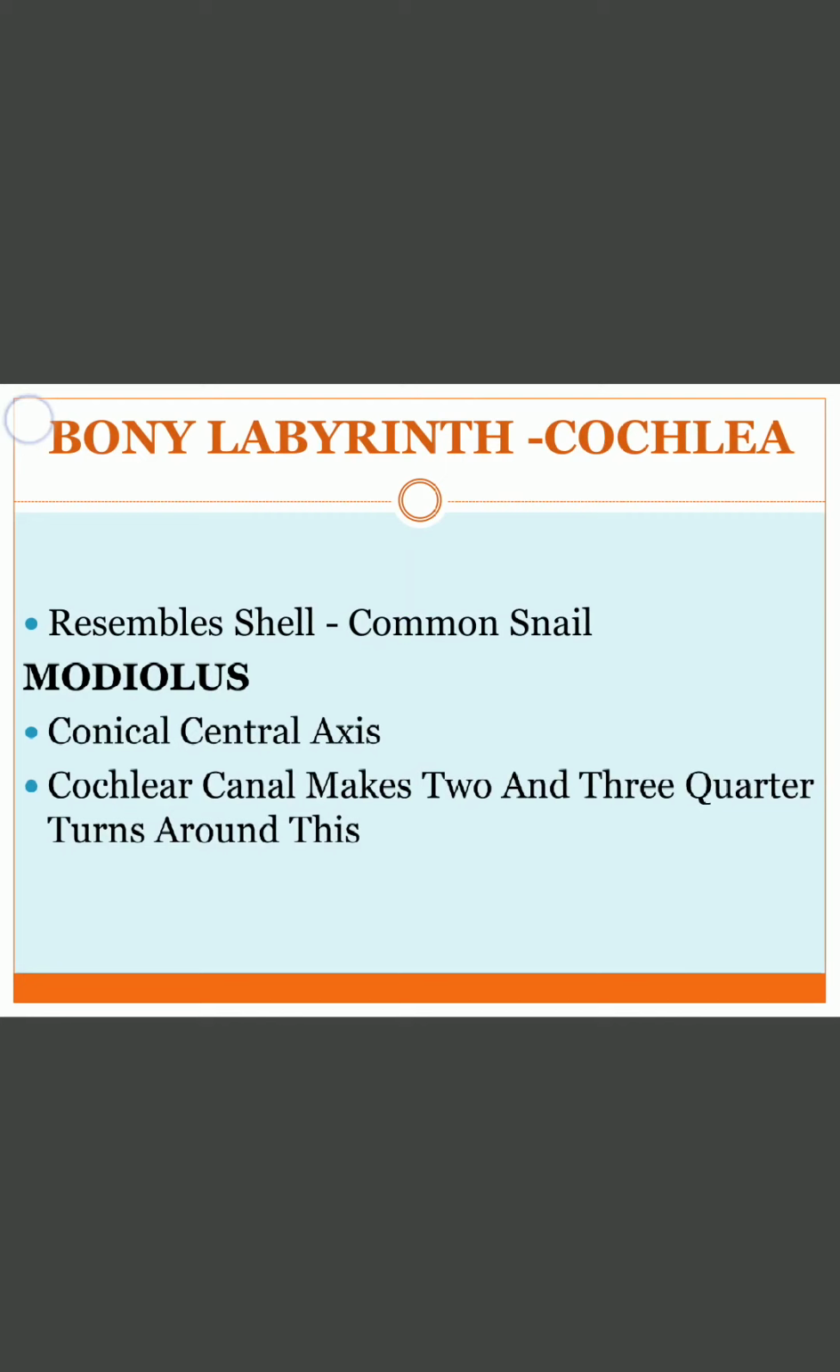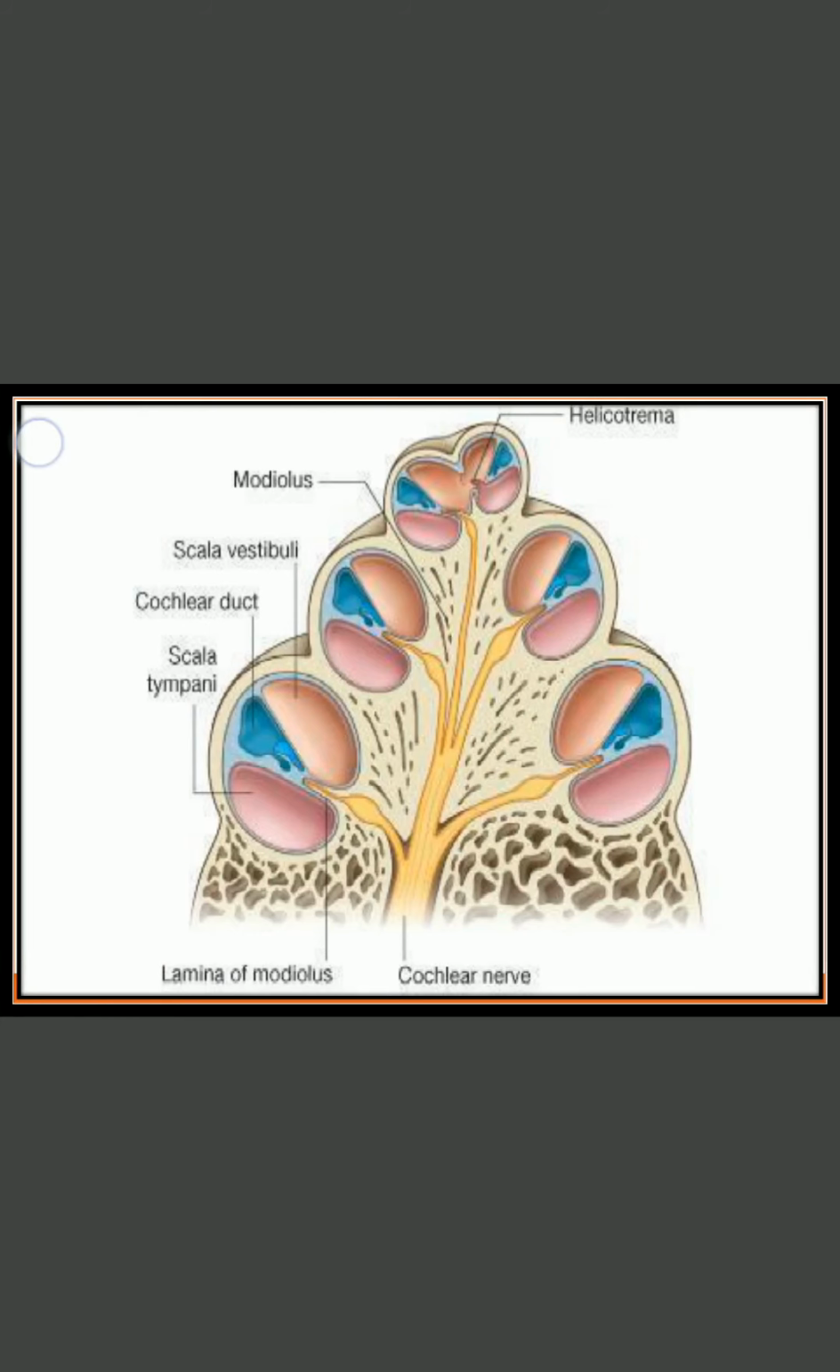So cochlea resembles a shell of a common snail. It has a modulus. So what is a modulus? It is a conical central axis around which the cochlear canal makes 2 or 3 quarter turns. This is the modulus in this figure. This bony portion that you can see is the modulus. This is the base of the modulus. This is the apex of the modulus, and around this conical central axis the cochlea is able to make those turns.